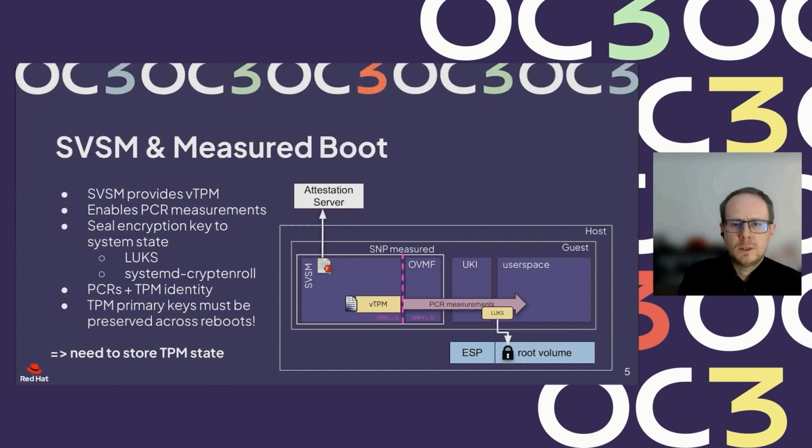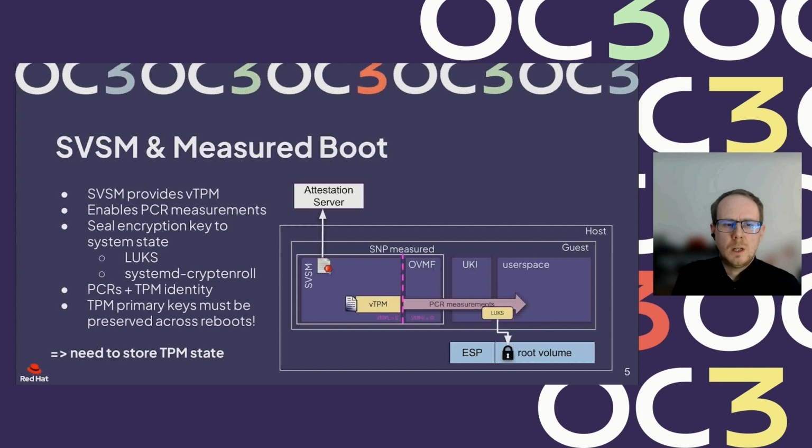We already heard that the SVSM will soon gain a virtual TPM device, and we can use this to perform measured boot. That means everything that is launched during the boot process is recorded in the platform configuration registers. These values can then later be used to identify if the system is in the correct state. And we can seal the encryption key for the root volume to this PCR configuration. This way, the disk automatically unlocks when the system boots up and is in the correct state. There are tools already available today that do this, for example, LUKS disk encryption in combination with systemd-cryptenroll.